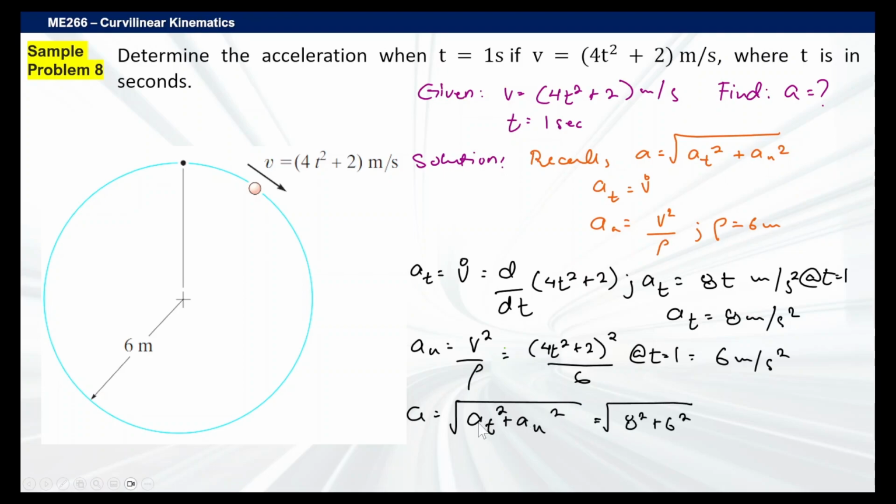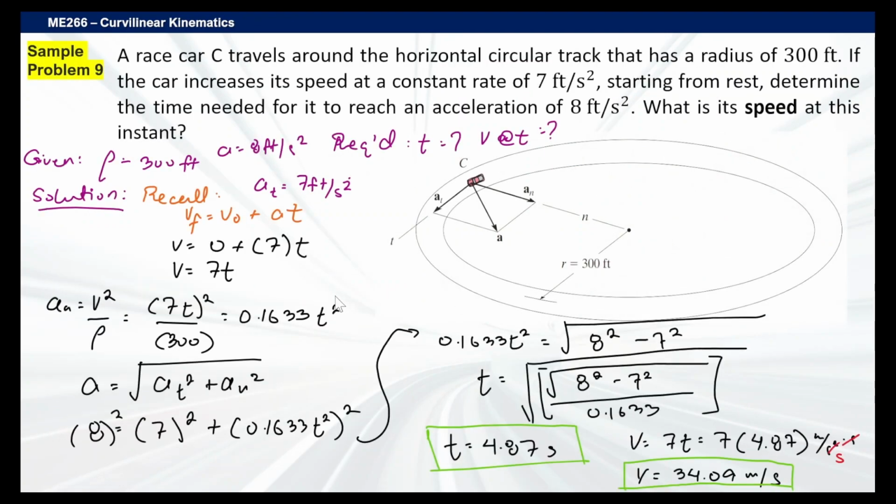And then we just simply get the square root of the sum of the squares of the tangential and normal acceleration, and we get 10 meters per second squared. So that's one of the ways. But what if it's not like this? Let's put it in an oval, kind of like oval racing. Let's put it in a real life scenario.